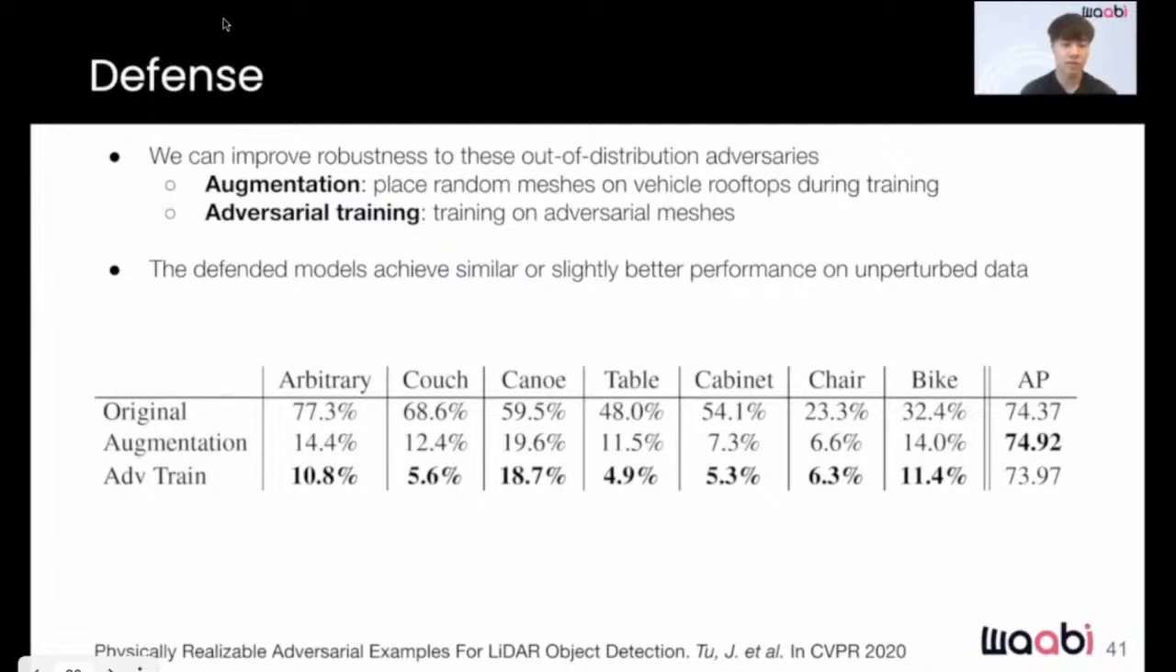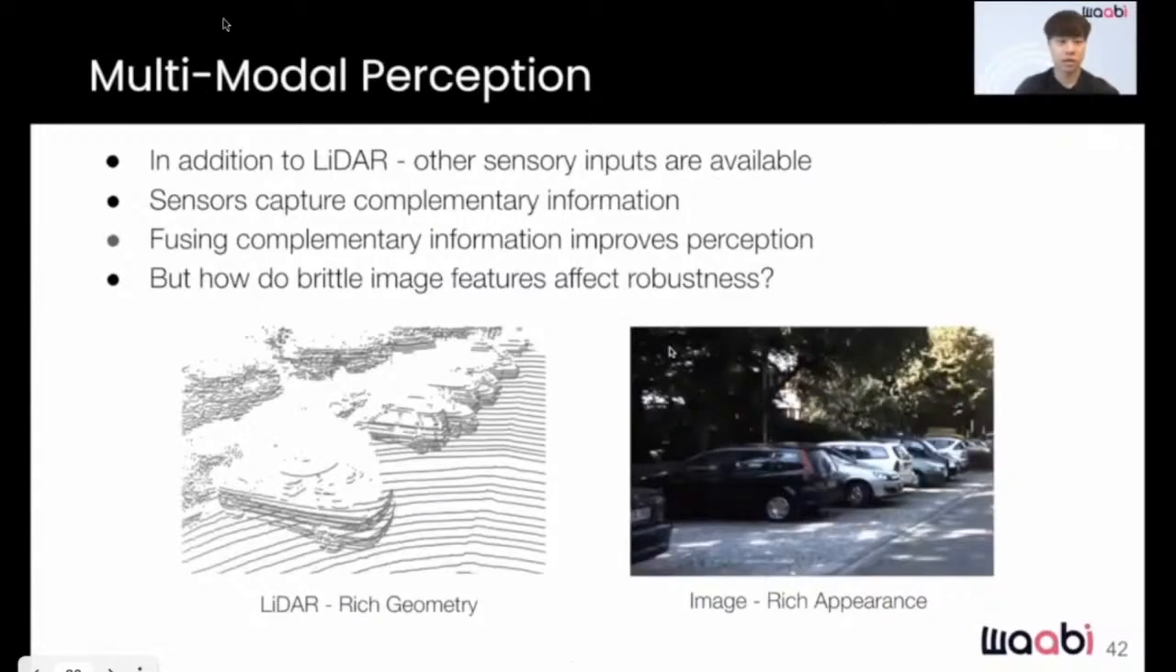In addition to LiDAR sensors, which are commonly used for their ability to capture rich 3D geometry, other sensory inputs can complement LiDAR to improve perception. One common example in self-driving is the use of cameras, which capture images with rich appearance. However, images have been found to be very vulnerable to adversarial attacks when processed in isolation. Therefore, it's important to consider how the inclusion of images affects the robustness of multimodal perception systems.